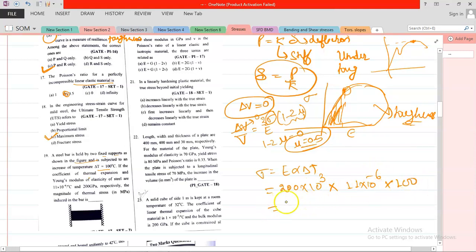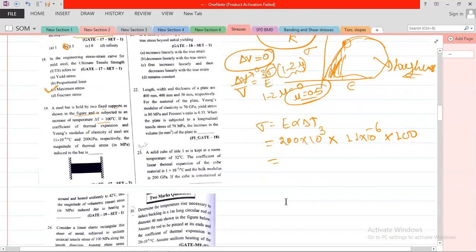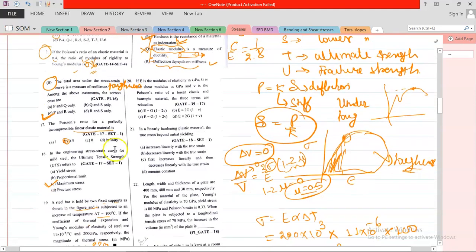So the value that will come is, okay, I am just calculating, 220 megapascal. So the answer is 220. Your next question is a direct question, and in production engineering this is asked. What is the relation between E and G? So you can directly go with option D.